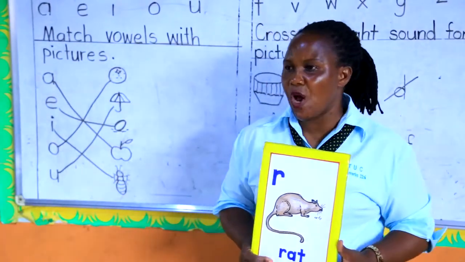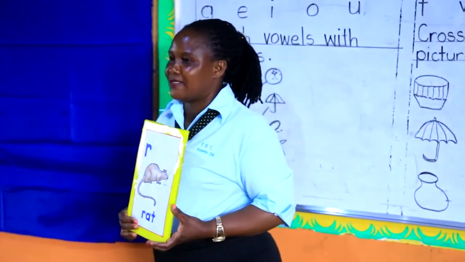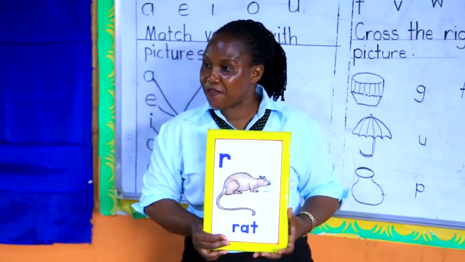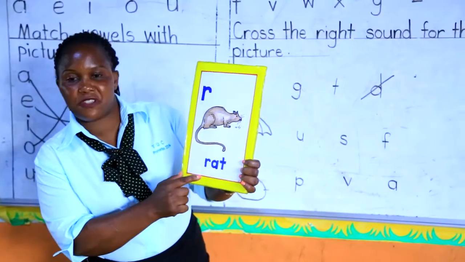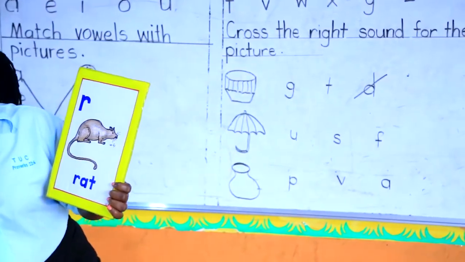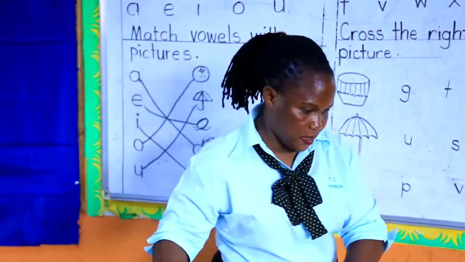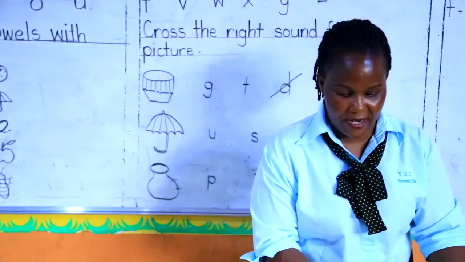Everybody. Wonderful. Who can tell us a friend of the sound? Rat. Rat. Wonderful. The word rat starts with that sound. That's why we say that rat is a friend of the sound. Very good. I like it for that.